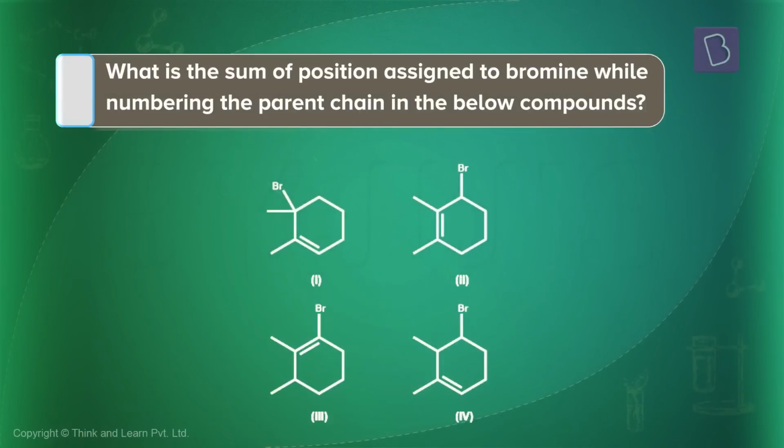So we are given four different compounds, compound number 1, 2, 3, and 4. And this once again is a counting problem. So we have to figure out the sum of positions assigned to bromine while numbering the parent chain in the given compounds.